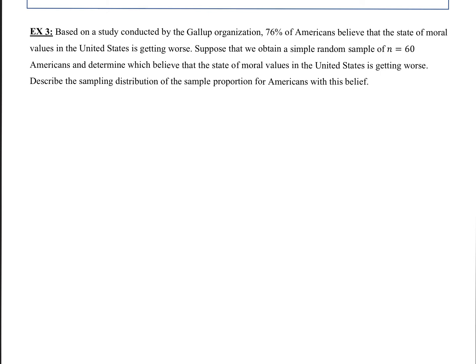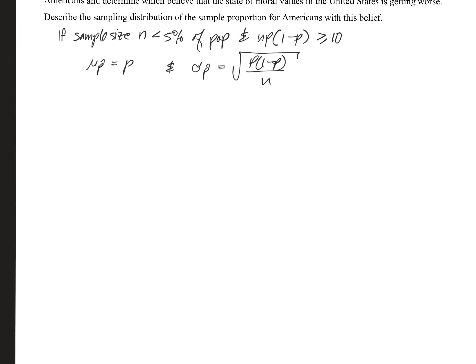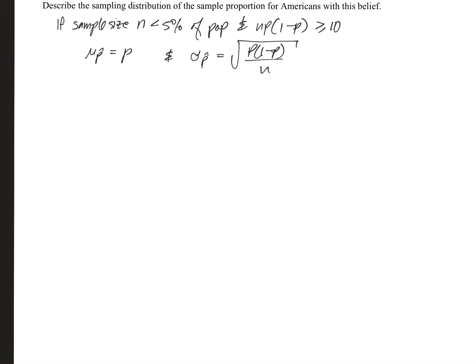All right, well, what do we know? So if our sample size, or n, is less than 5% of the population, and we have n times p times 1 minus p is at least 10, what can we do? Well, we know that the mean of p hat is going to be p, and the standard deviation of p hat is going to equal the square root of p times 1 minus p divided by n, which is what we went over right up there. So let's go ahead and check that.